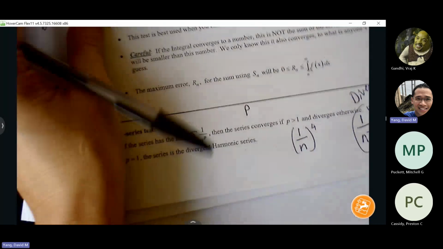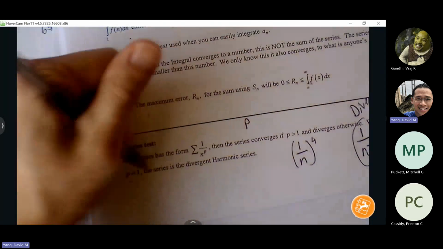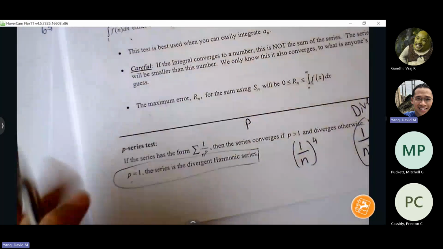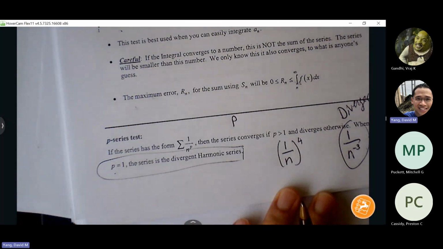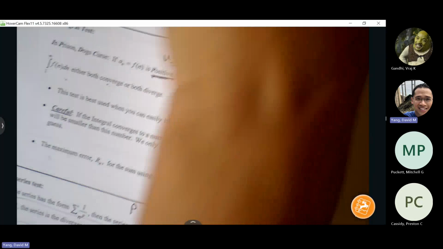All right, if p is equal to 1, we have a diverging harmonic series. We don't have to know telescope. No telescope. Yeah.